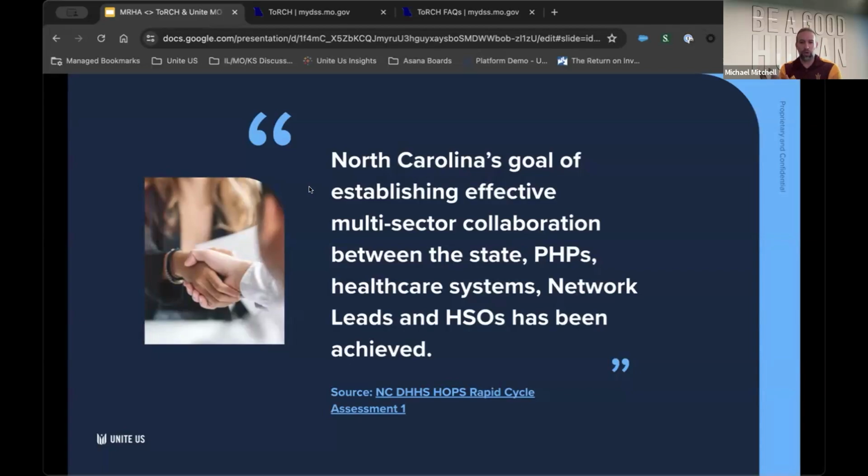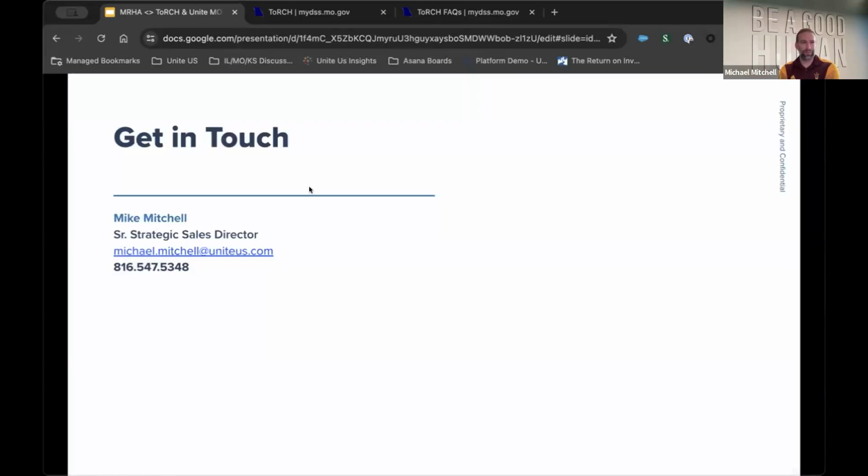I'll leave it with a quote from one of the participants, meaning one of the organizations using Unite Us in North Carolina, around the success of the model. Happy to share the evaluation summary and report of the North Carolina Healthy Opportunities Pilot. And I'm really excited to see the results start to come out from the Missouri ToRCH model, and seeing how we have impacted, and you all have impacted, the health and well-being of your communities. So I think I got everything in with just a minute to spare.